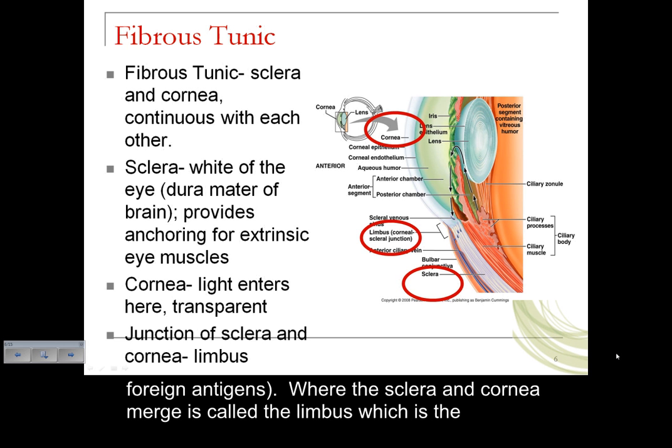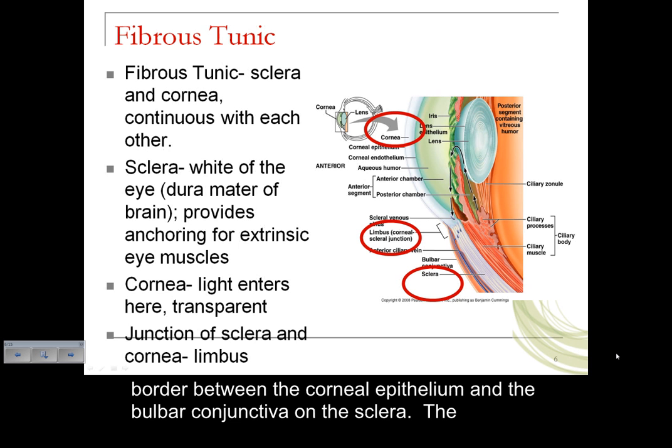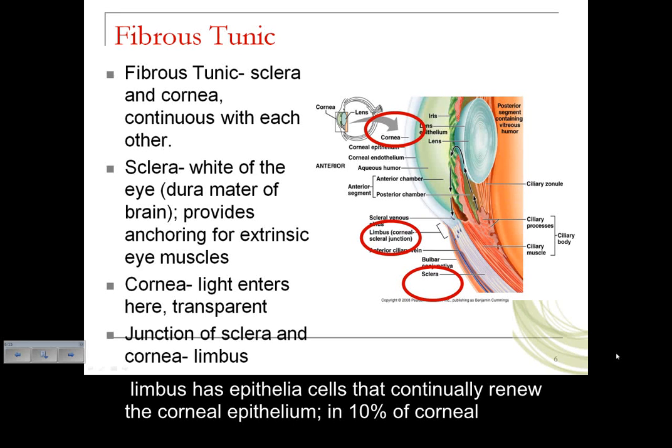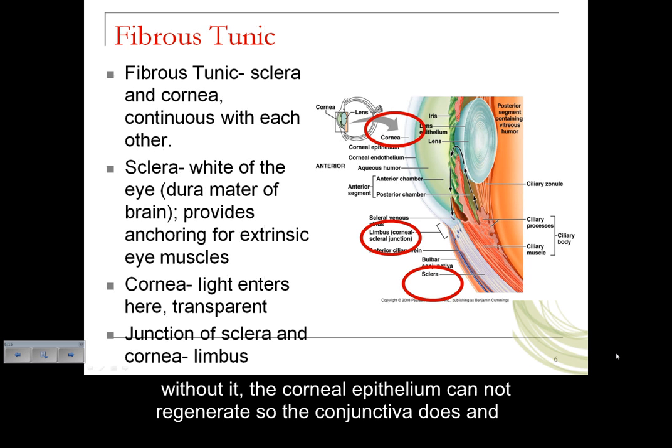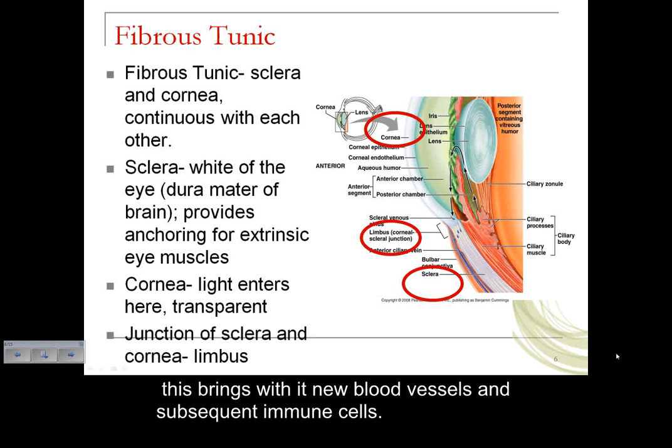Where the sclera and cornea merge is called the limbus, which is the border between the corneal epithelium and the bulbar conjunctiva on the sclera. The limbus has epithelial cells that continually renew the corneal epithelium. In 10% of corneal transplants, the cornea is rejected, and it is because the limbus was destroyed. And without it, the corneal epithelium cannot regenerate, so the conjunctiva does, and this brings with it new blood vessels and subsequent immune cells.